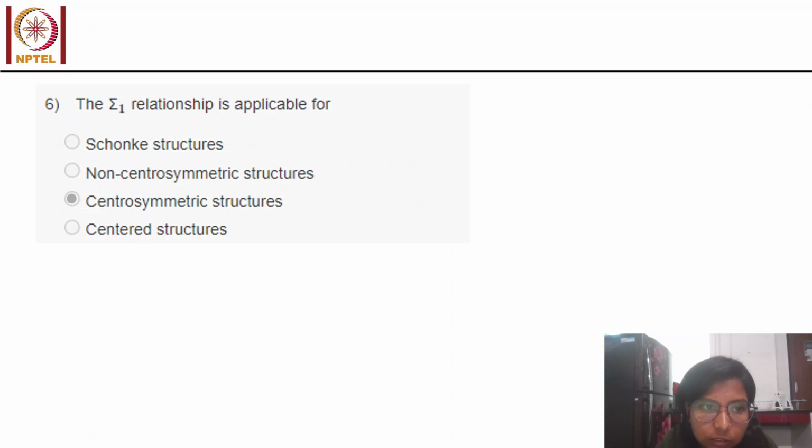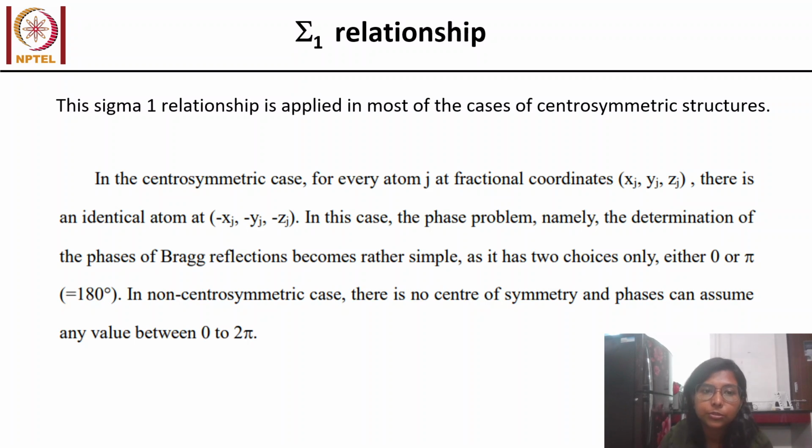So the sixth question is about the sigma 1 relationship. So what is the sigma 1 relationship? The sigma 1 relationship is applied in most cases of centrosymmetric structures. If we have a centrosymmetric crystal, then for every atom j at fractional coordinates xj, yj, zj, there has to be an identical atom at minus x, minus y, minus z, right? Why? Because of the inversion center or centrosymmetry.